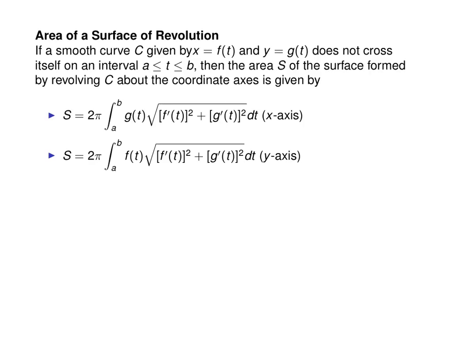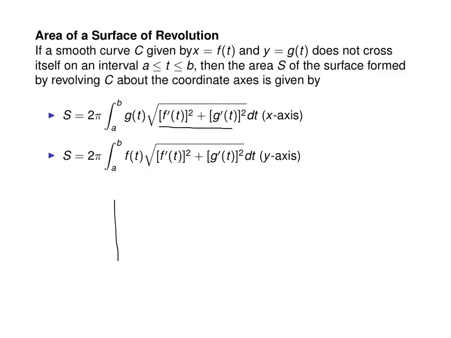So the final application we will have is to the area of a surface of revolution. If your surface is revolved around the x-axis, you will take 2 pi times the integral from a to b of g of t times this. Notice that this is the same thing as for the arc length.